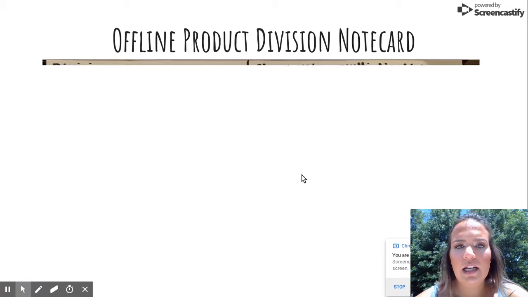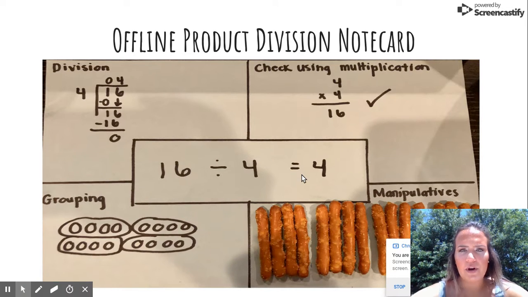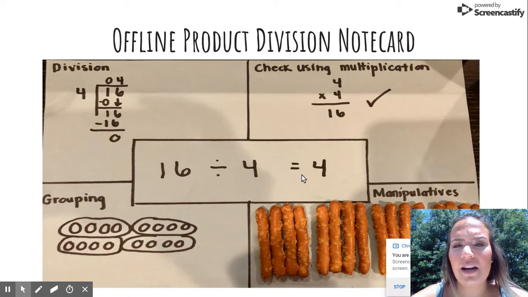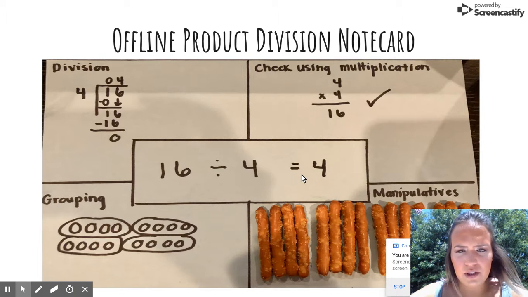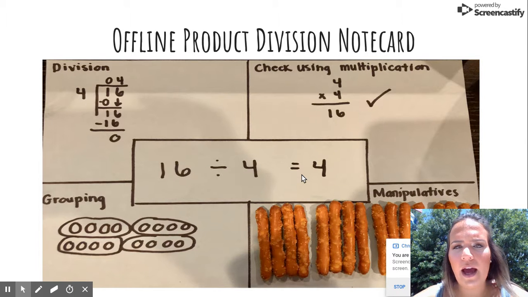Looking at my offline product, I created some type of note card, so this can obviously be used as a formative assessment as well as a great resource for your students to continue to have. So you'll notice there's 4 sections. I have an example of a long division problem. I also wanted them to remember multiplication. As I stated before, this is a great review of the previous multiplication unit.